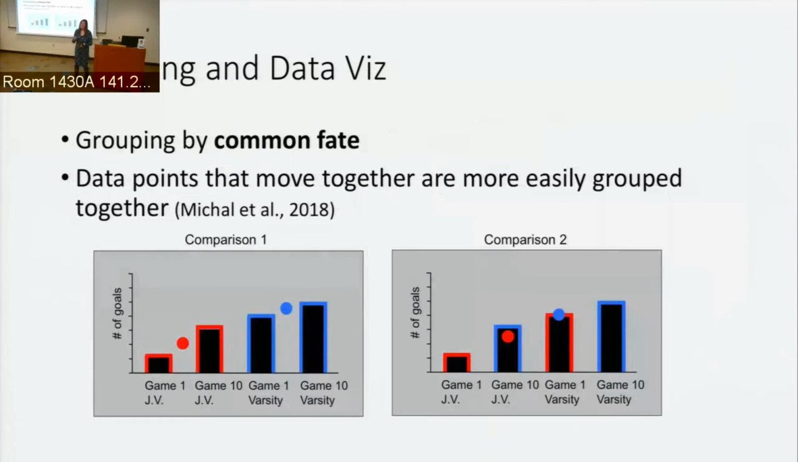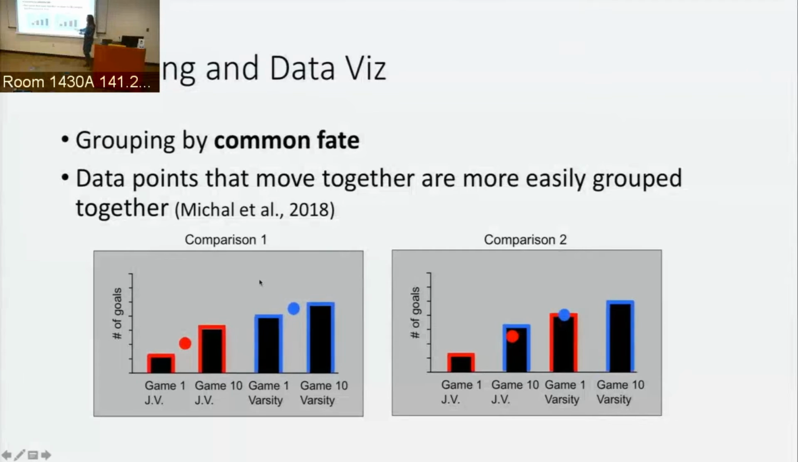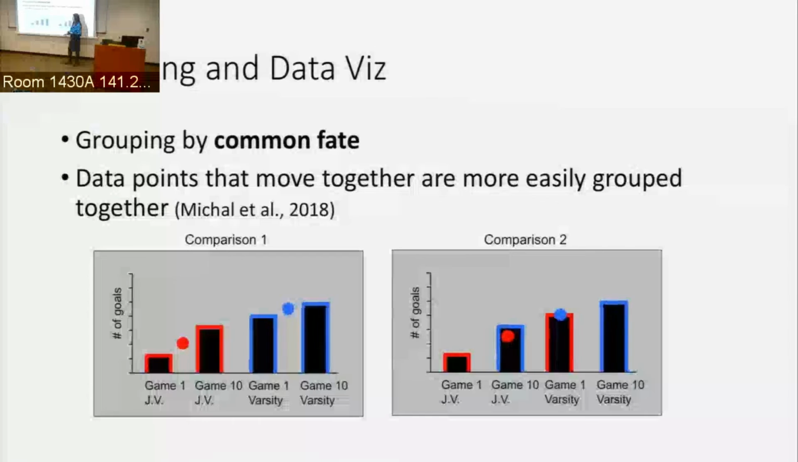And also another Gestalt principle, which is called grouping by common fate. The idea here is that things that move together are also more easily grouped together. So in our intervention, we actually had these data points moving in different ways. So here, this is using both color and common fate to really emphasize that you're grouping the first two bars versus the second two bars.